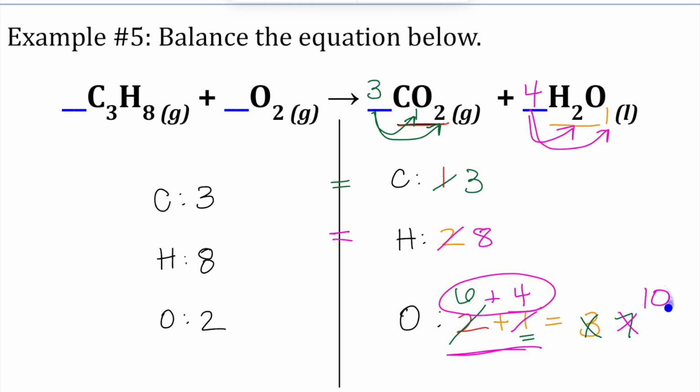I need to look at my total over here. I have 10 oxygens on the right, 2 on the left, and so thinking of, well, what coefficient can I put? I would need a 5 in front of my O2 to get that 5 times 2, 10 oxygens, and to balance those out.